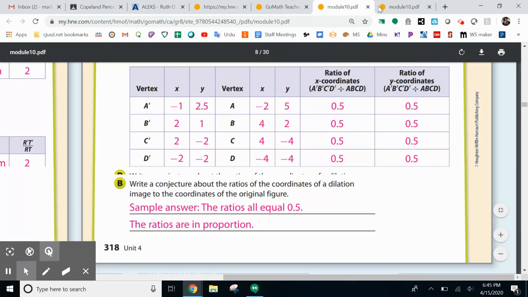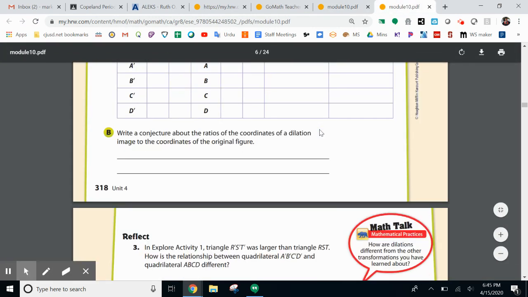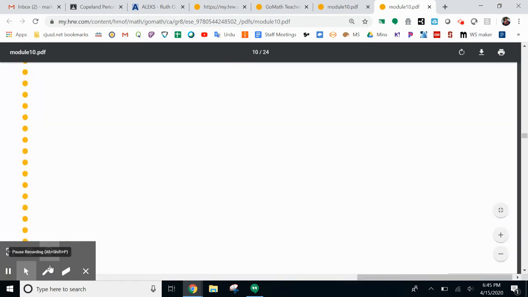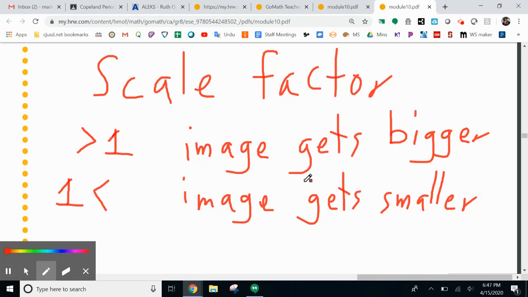So I'm going to find a space to write that out. Let's see. So I'm going to write this here. Hopefully it's legible. Okay. But if we have a scale, you know what? I will pause it. Okay, here we go. So scale factor, if it's bigger than 1, the image is going to get bigger. If it's smaller than 1, the image is going to get smaller.